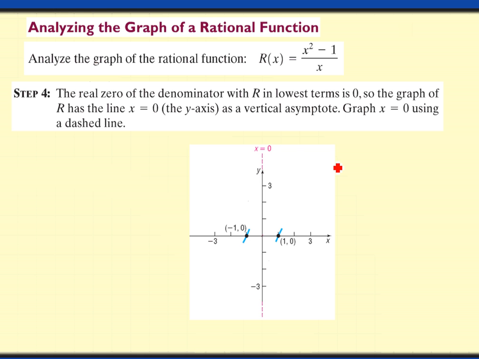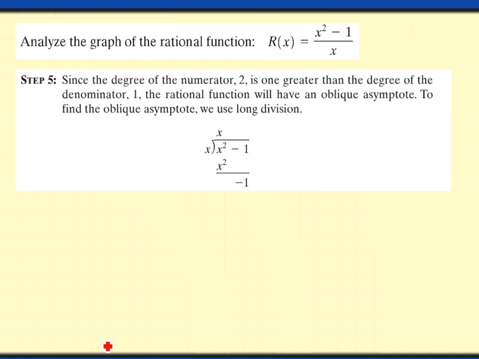Now, what about horizontal asymptotes? Well, look here. The degree of the numerator is 2, and the degree of the denominator is 1. It's 1, not 0. And whenever the degree of the numerator is more than the degree of the denominator, there's not a horizontal asymptote. But in fact, if the degree of the numerator is exactly 1 more than the denominator, then there's an oblique asymptote, or a slanted asymptote, sometimes called.